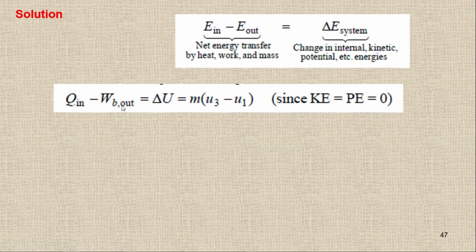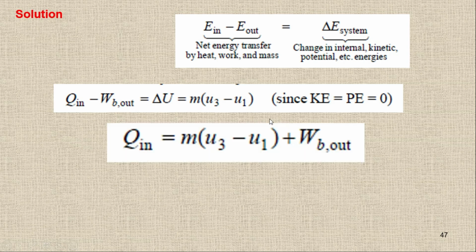Now we have Q in minus W out equal to m(U3 minus U1), so I can write the equation like this, because I have to find the amount of heat that is going in. But we don't know what U1 and U3 are, and we also don't know the boundary work. We have to find the final temperature, and for the final temperature we have to use the steam table. Even for U1 and U3 we have to use the steam tables.